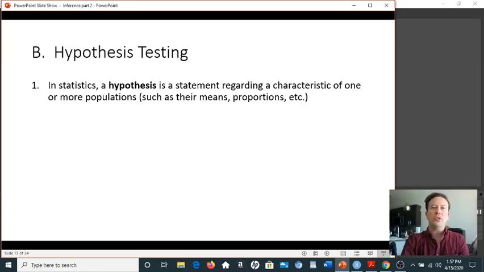Okay, so now I would like to talk about hypothesis testing. This is where it's going to get really, really wordy. There's lots of definitions and lots of things to write, so hang on. So first, in statistics, a hypothesis is a statement regarding a characteristic of one or more populations. So in other words, a hypothesis is just saying something like the mean of the population is 20, or the percentage of people that do this is 10%. So it's a statement that is very generalized about your population that usually includes some type of statistic, okay?